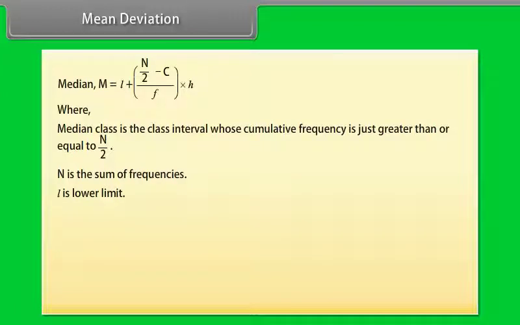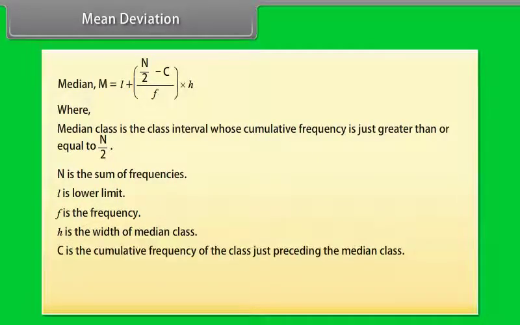L is the lower limit. F is the frequency. H is the width of the median class. C is the cumulative frequency of the class just preceding the median class. After finding the median, the absolute values of the deviations of the midpoint of each class xi from the median are calculated. Then the required mean deviation is the summation from i equals 1 to n of the product between frequency fi and the absolute values, divided by capital N.